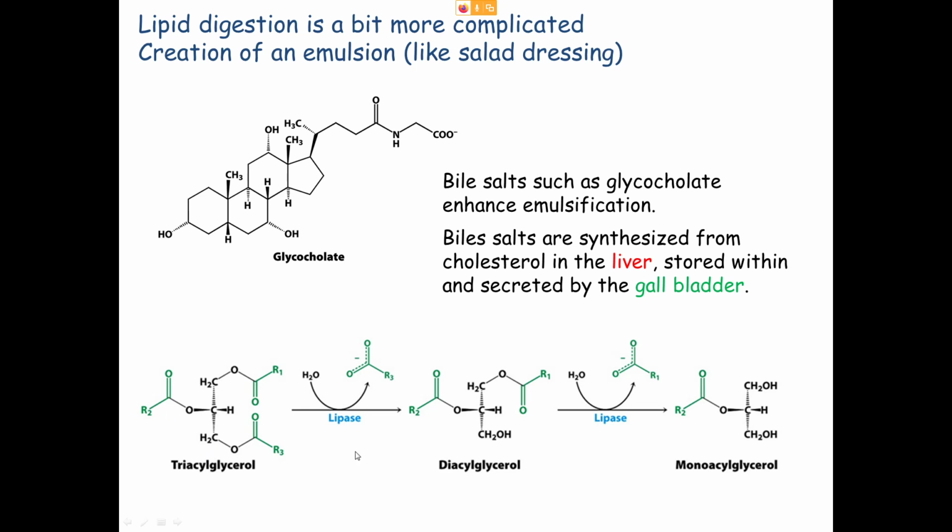So at the bottom, we have our lipases. We can take our triacylglycerol, which is another of our lipids, and cut off all those fatty acids one at a time until we end up with a diacylglycerol, monoacylglycerol, and then just glycerol.